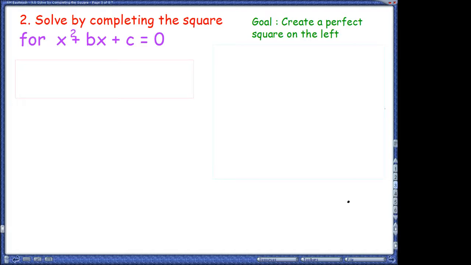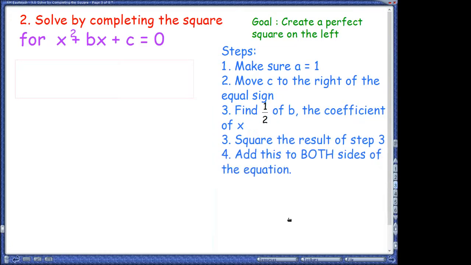So here we have an equation, it's equal to 0, and we want to solve by completing the square. Now the steps are pretty complicated. You may want to copy it down, and then I'm going to take you step by step. So pause the video and copy all the steps down. So here goes.